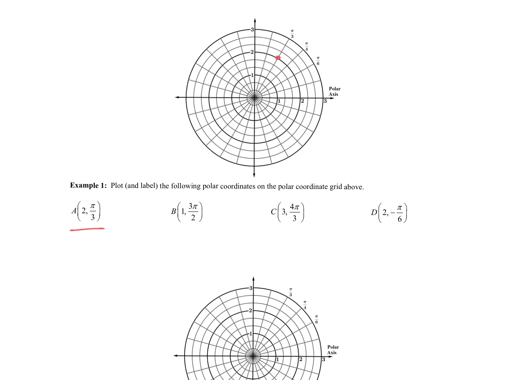All right, and let's do it again. Now we're going to have 1 comma 3 pi over 2. So again, we're going to go to 3 pi over 2, which is which way?